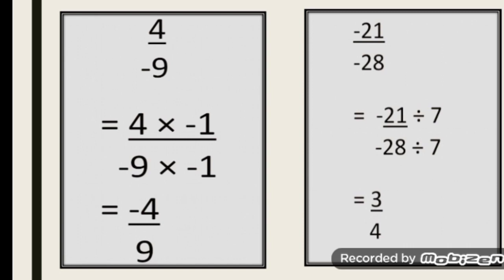Now see part 4. Part 4 is minus 21 by minus 28. Here the common divisor of both 21 and 28 is 7. So to reduce it to lowest form, we will divide both numerator and denominator by 7. 21 divided by 7 will be equal to 3. 28 divided by 7 will be equal to 4. Here minus minus will be cut and the denominator will be positive. So 3 by 4 is the standard form of minus 21 by minus 28.